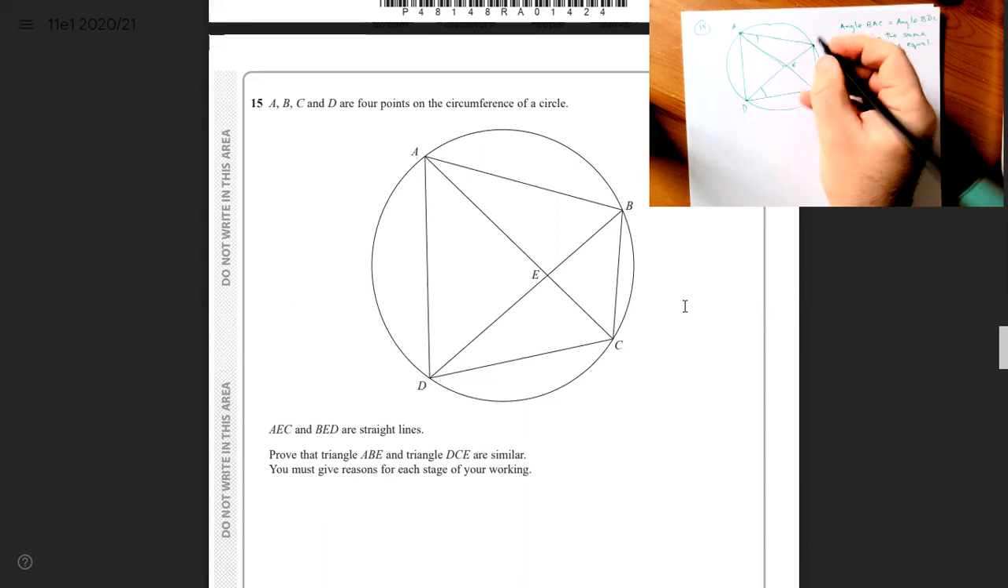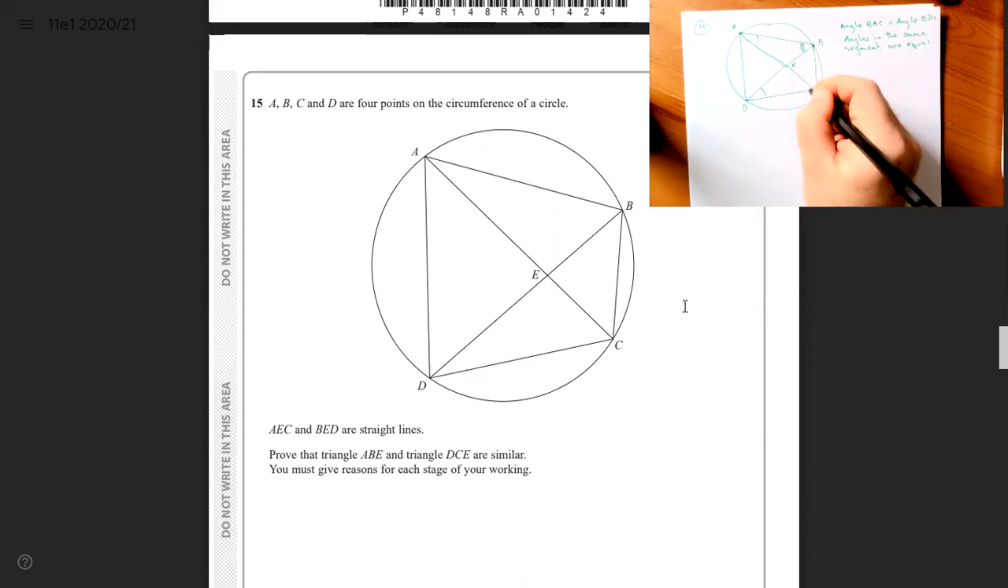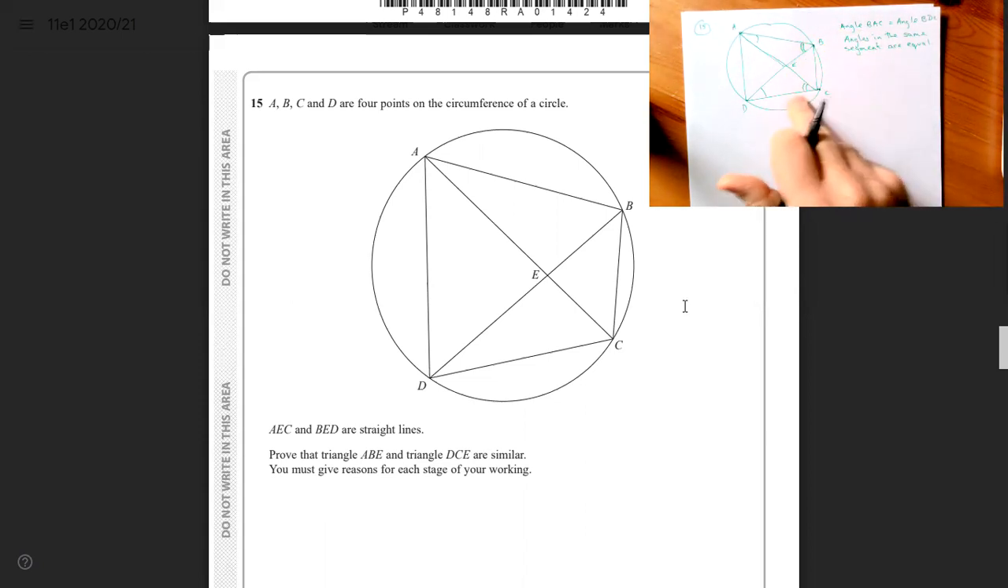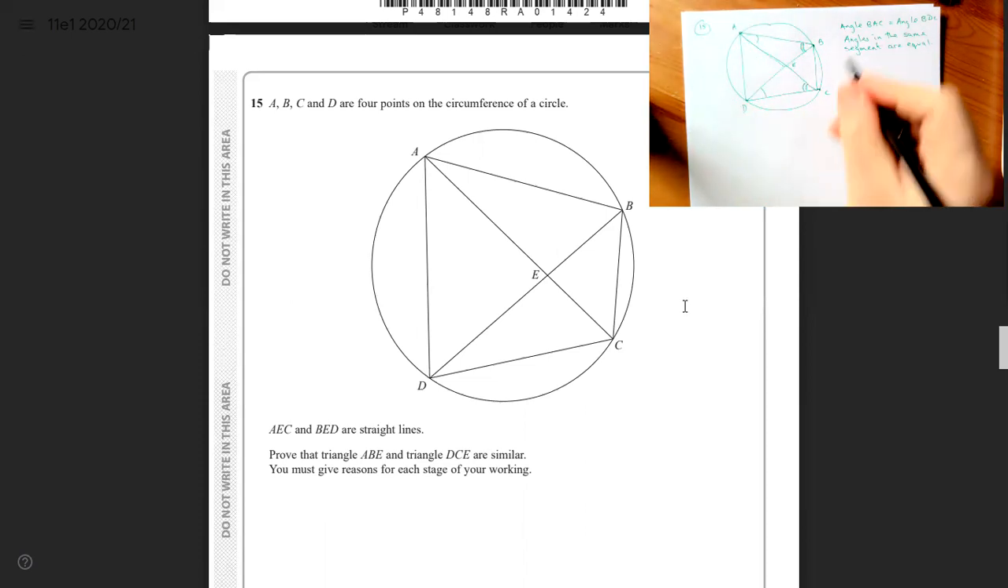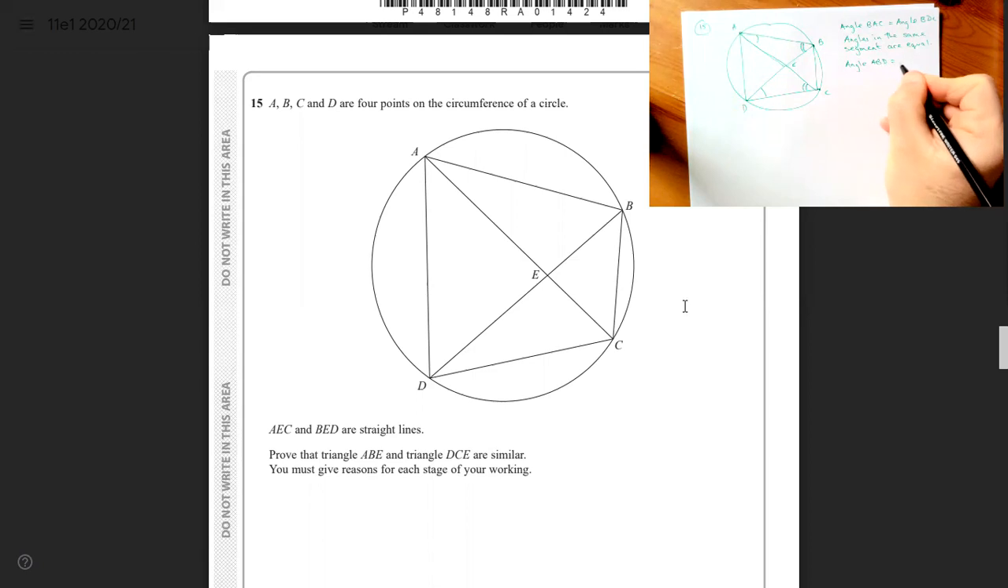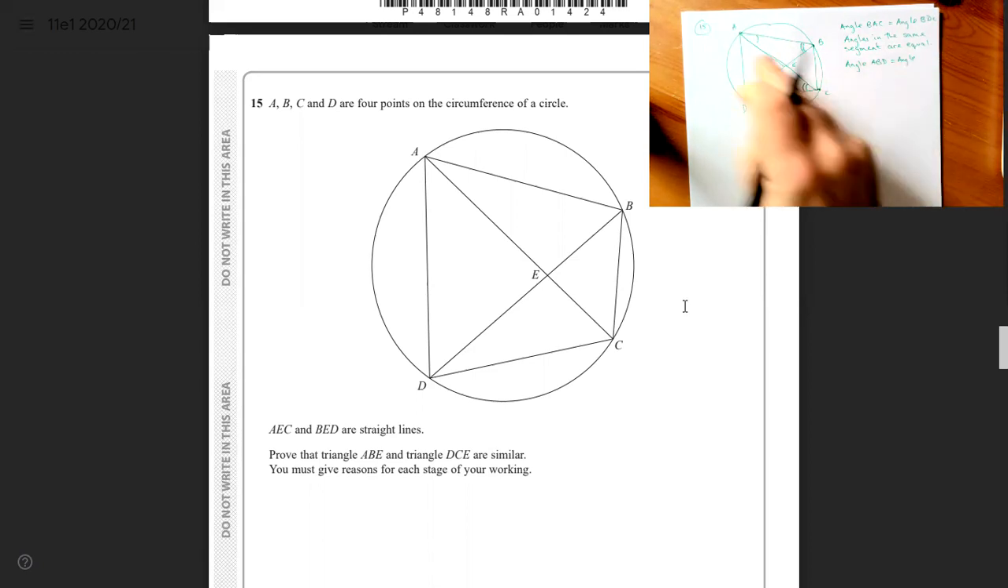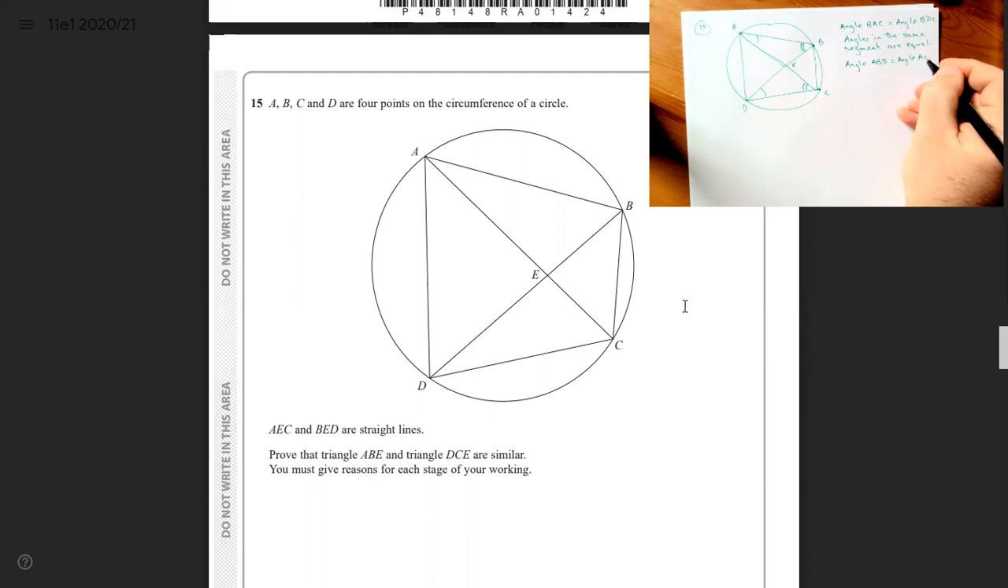Okay, so now I need to prove that that angle there is the same as that angle there. Not drawn very well on my diagram, but you could draw it onto your original diagram. So angle ABD equals angle ACD. The reason being angles in the same segment are equal.